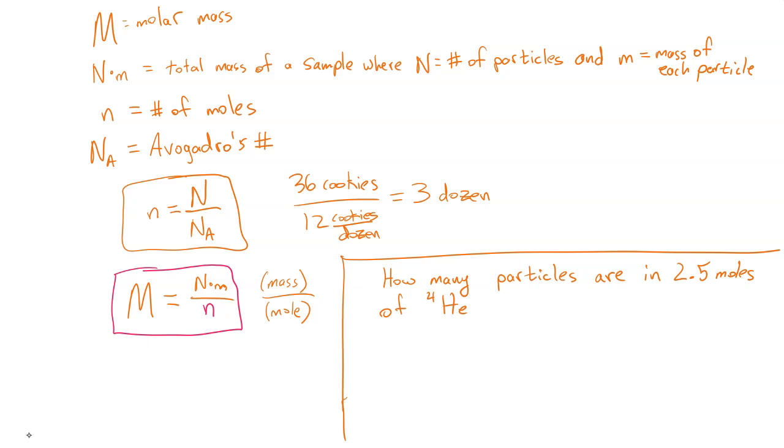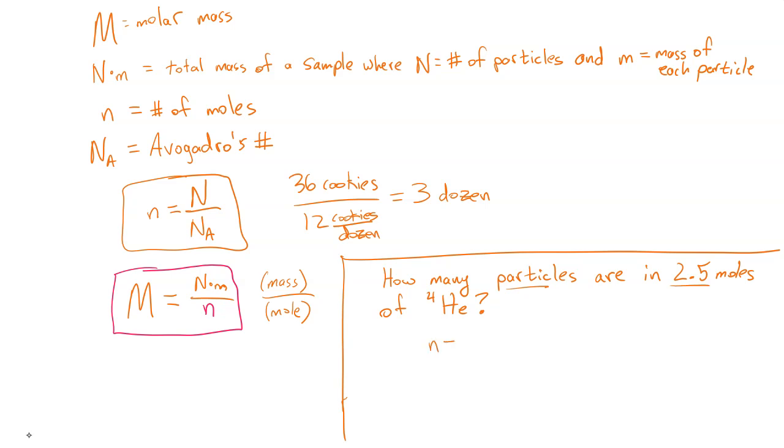Helium-4, let's say. Now, I could have said any element, and the answer to this question would have been the exact same, because the number of particles in 2.5 moles has nothing to do with the specific element. We're just counting things. The different elements will have different masses because each atom will be bigger or smaller. But the number of particles in 2.5 moles is the same no matter what you're counting.